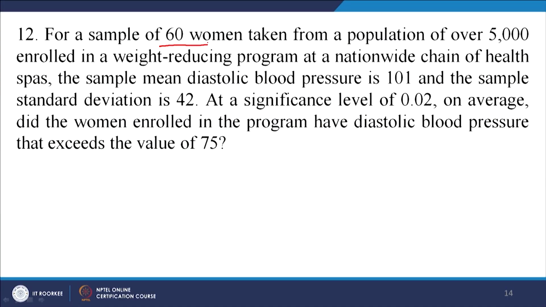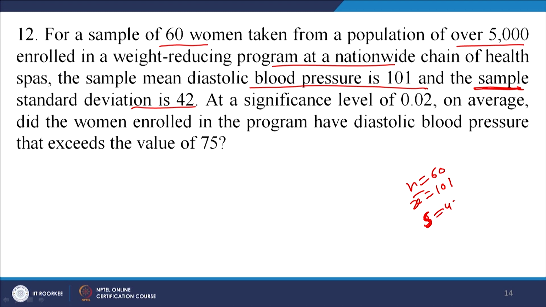For a sample of 60 women taken from a population of over 5,000 enrolled in a weight reduction program at a nationwide chain of health spas, the sample mean diastolic BP is 101 and the sample standard deviation is 42. So, first let us look at this. N is 60, sample mean is 101 and sample standard deviation S. You have not been given the population standard deviation, but the sample standard deviation, which is 42.